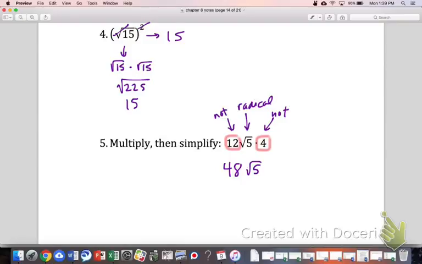Okay, so you've had a chance to look at 3, 4, and 5. Do you have any questions? Any questions at all? Okay, well, let's head to the board. Let's do a little bit of practicing up there, and then we'll come back and finish this up.